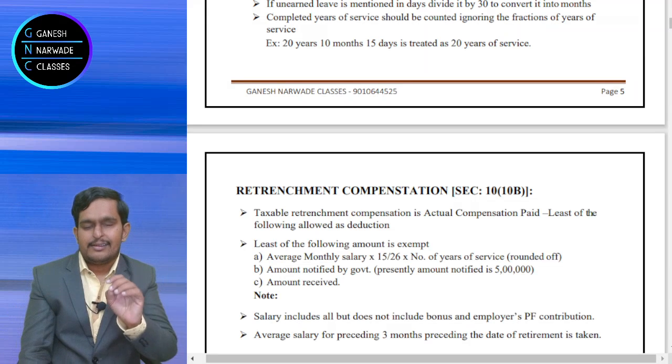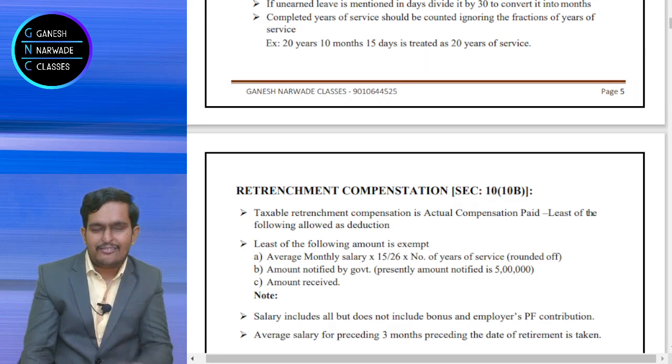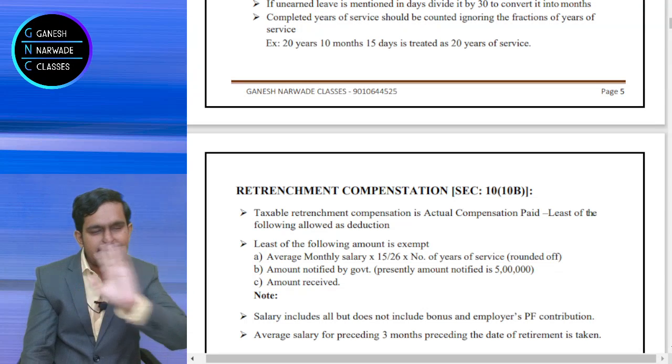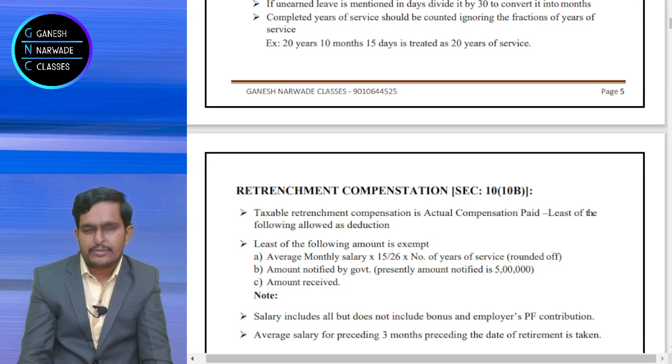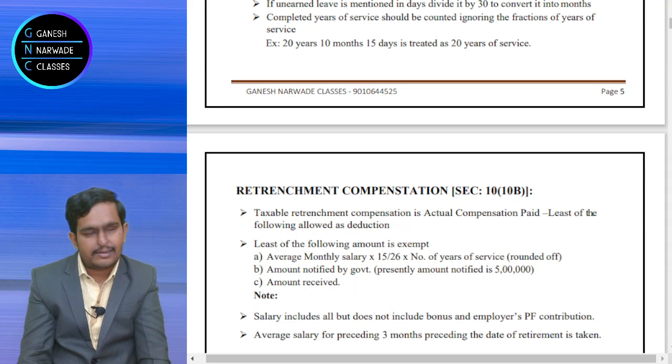Now this salary average we have to take. Average means 3 months average, not 10 months, only 3 months average into 15 by 26 into completed years of service, right? This way you should remember retrenchment compensation.